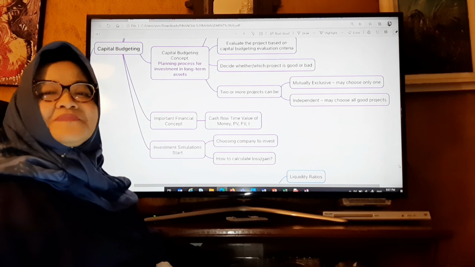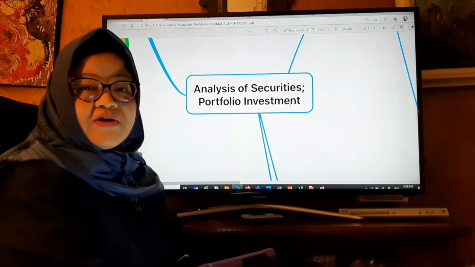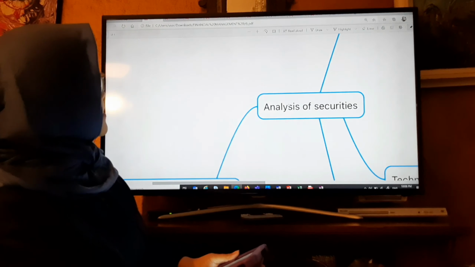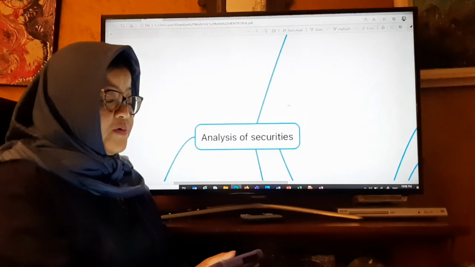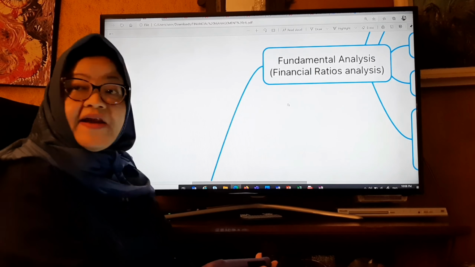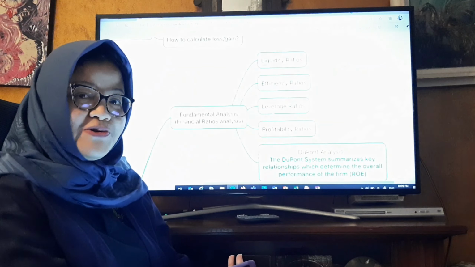In the third week, the topic is analysis of security portfolio investment. Here, in the analysis of securities, we are learning about 3 types of analysis. One is the fundamental analysis, second is technical analysis, and third is the market sentiment or investor sentiment. Fundamental analysis I'm quite familiar with because in our daily job we are also doing financial ratios, right?